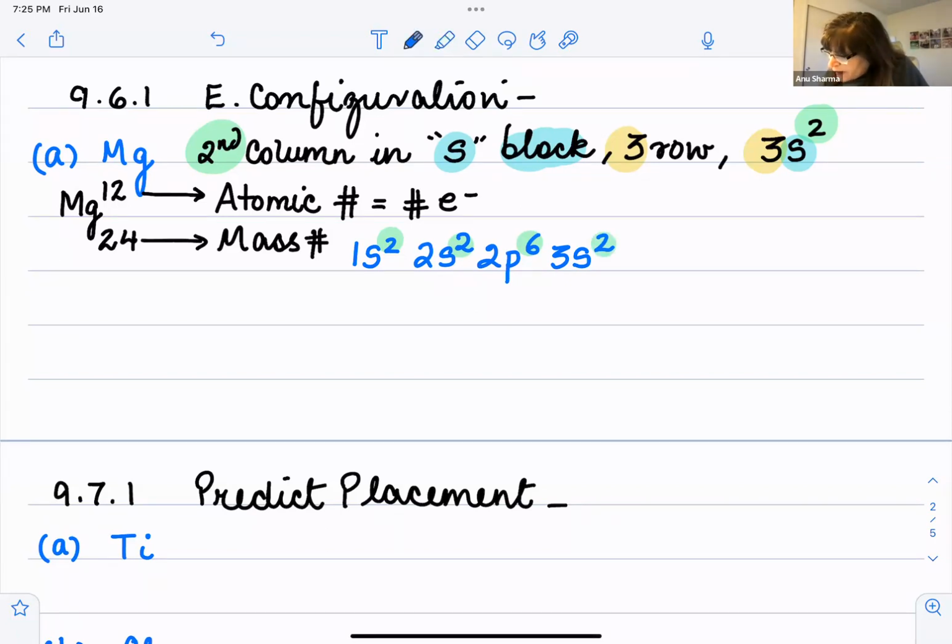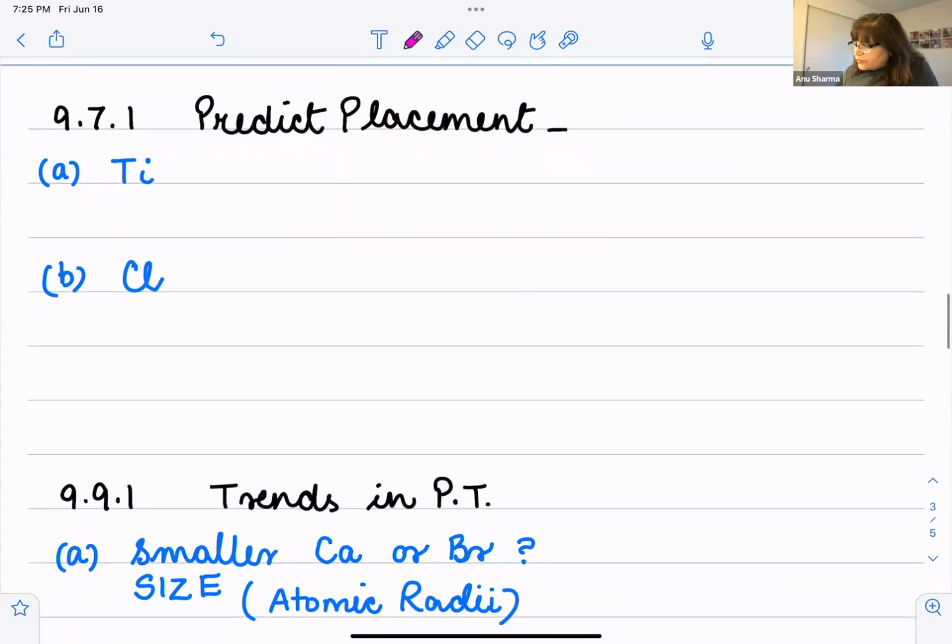And it stops exactly where it's supposed to be. This is the placement in the periodic table. All right, so this is the way we place them. Now I'm going to do more electronic configuration, but let's look at these two first.